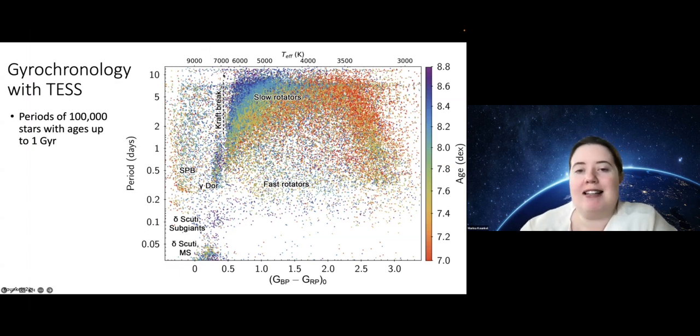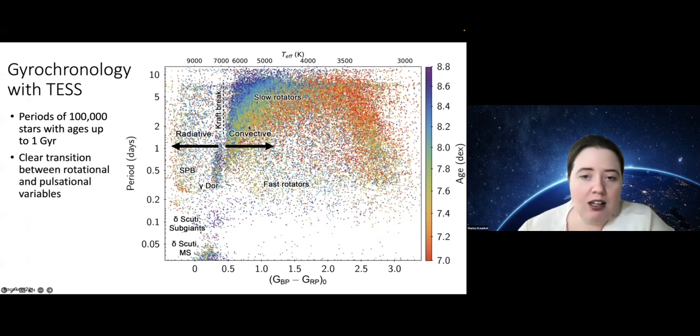It corresponds to a temperature of around 7,000 Kelvin, and that is roughly where the Kraft break is. What the Kraft break does is separate the stars that have convective envelopes from those stars that have radiative envelopes. In order to have star spots, in order to see rotation, you need to have convection. So most likely the stars on this side of the diagram are rotational variables. On the other hand, on this side of the diagram, you are no longer sensitive to rotation, but there are a number of instability strips among the more massive stars.